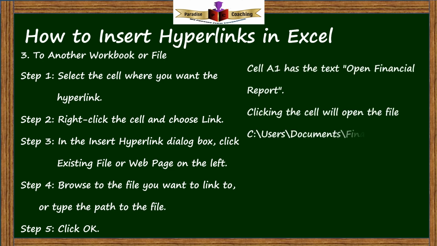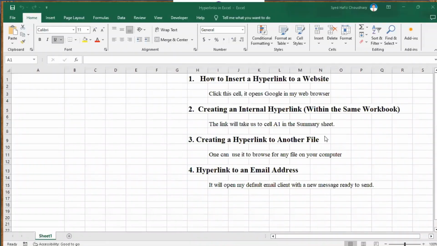Example. Cell A1 has the text Open Financial Report. Clicking the cell will open the file c:\users\documents\financialreport.xlsx. Now, let's practically observe how hyperlinks work.